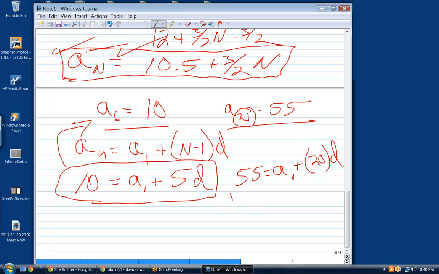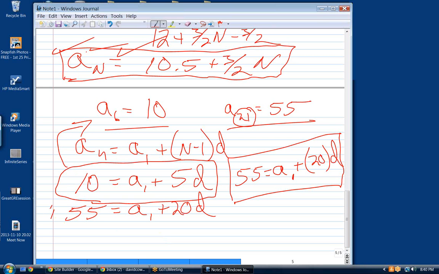However, what we've just come up with is two equations and two unknowns. I can solve that. Let's set it up just like we would two equations and two unknowns. Well, let me take this equation and subtract this one. In other words, I'll call this equation 1, I'll call this equation 2. I'm going to subtract equation 2 from equation 1. That's going to eliminate the a sub 1's and let me solve for d. So 45 equals 15d. So d equals 3.